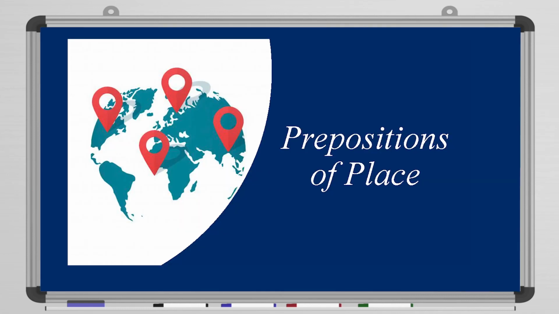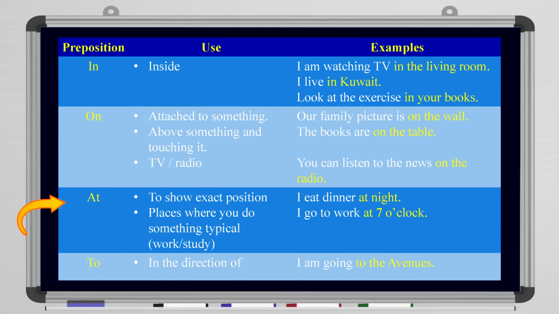Okay? Let's look at the prepositions of place. So I have in, on, at, and to. Okay, so I can say, for example, I am watching TV in the living room. I can say the book is on the table. I can say I eat dinner at night. Or I can say, for example, I am going to the avenues.